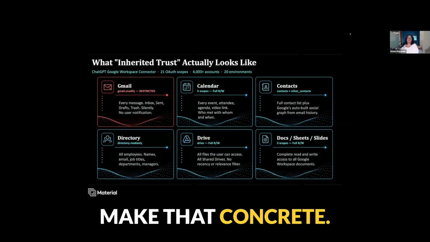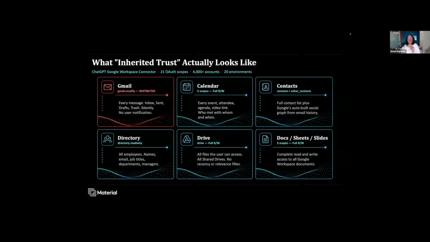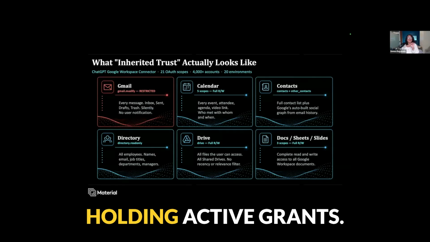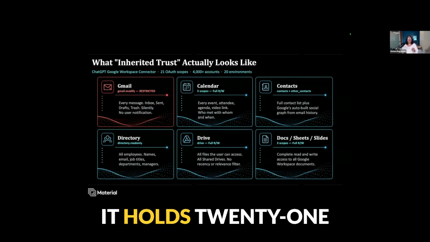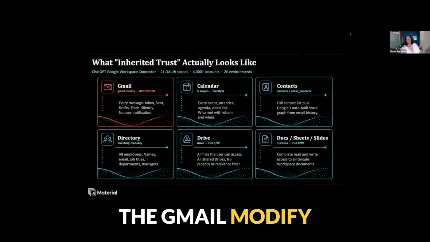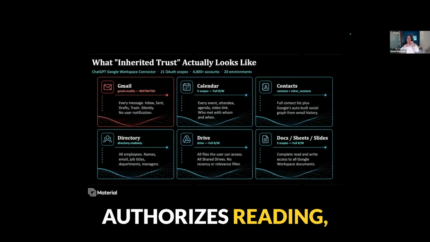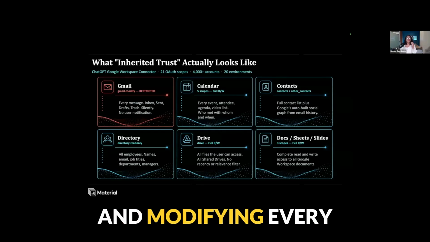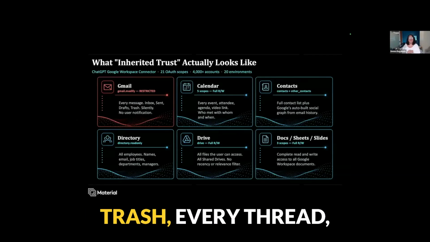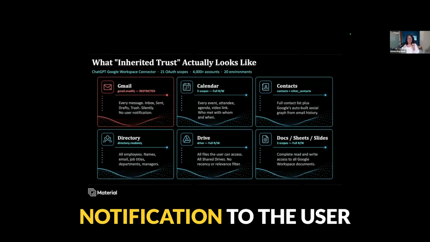Let me make that concrete. In our dataset, we found the well-known ChatGPT Google Workspace connector, authorized across 20 enterprise environments with more than 4,000 accounts holding active grants. It holds 21 OAuth scopes. So let's go through them. Gmail, the Gmail modify scope, which Google classified at its highest sensitivity tier, by the way. Reading, archiving, labeling, and modifying every message in the account. Inbox, sent, draft, spam, trash, every thread, every attachment reference, all of it, silently, with no notification to the user when access occurs.